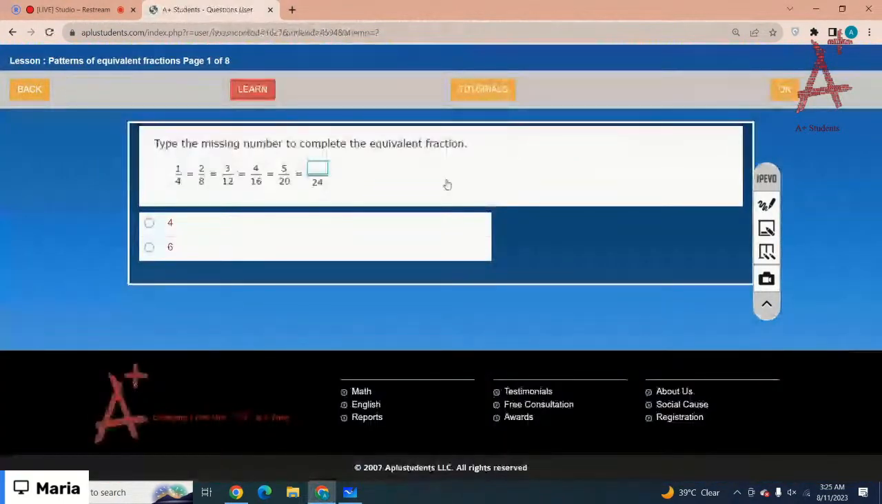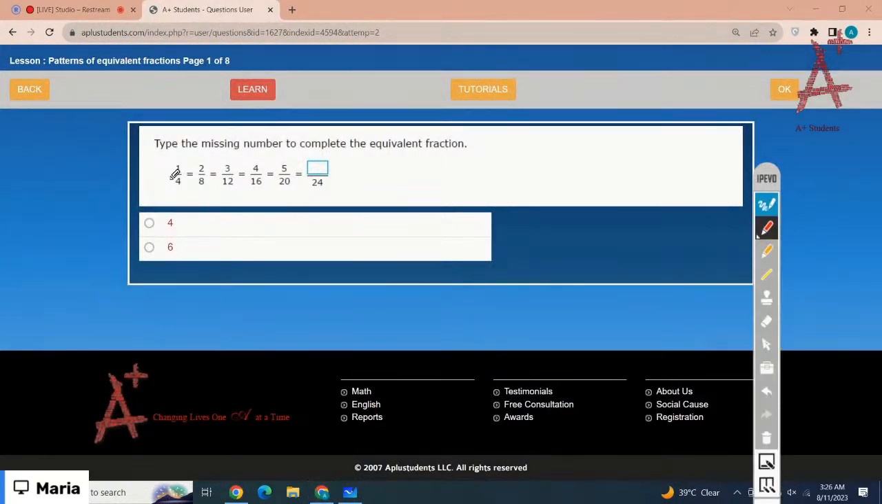Okay, type the missing number to complete the equivalent fraction. Okay, just look at the first fraction, 1 over 4, and here you have the missing number over 24. So 4 times what number is 24? 4 times 6 is 24, right? That means you multiply this fraction by 6. When you multiply fractions, it means both numerator and denominator. So 4 times 6 is 24 and 1 times 6 is 6. So the missing number is 6. So the correct option is 6.